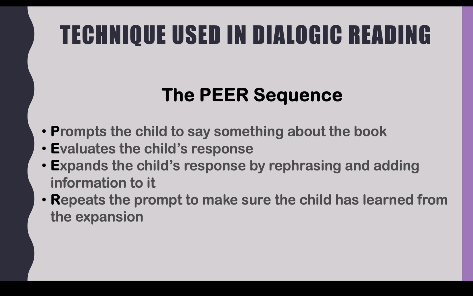During dialogic reading, the interaction between the child and adult follows a sequence that can be remembered using the word PEER. The adult first prompts the child to say something about the book, evaluates the child's response, expands the child's response by rephrasing and adding information to it, and finally repeats the prompt to make sure the child has learned from the expansion.